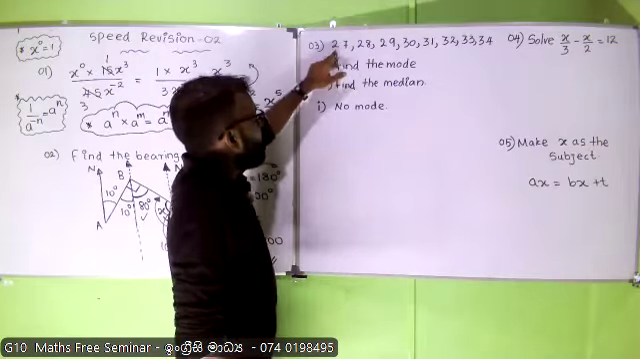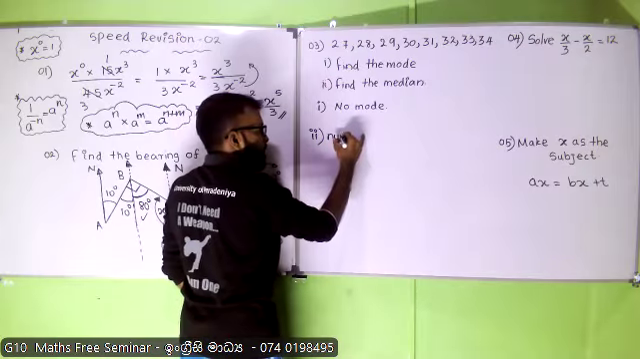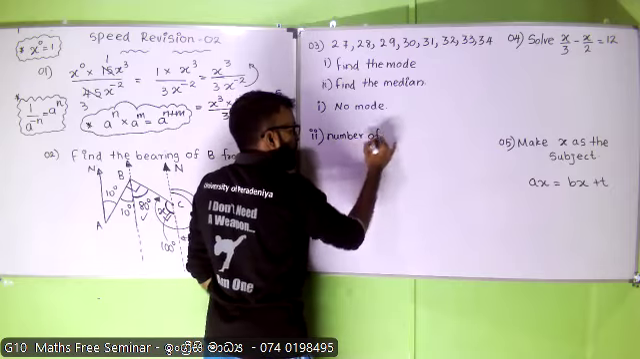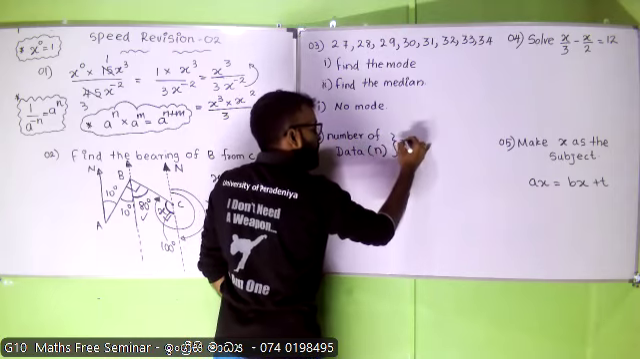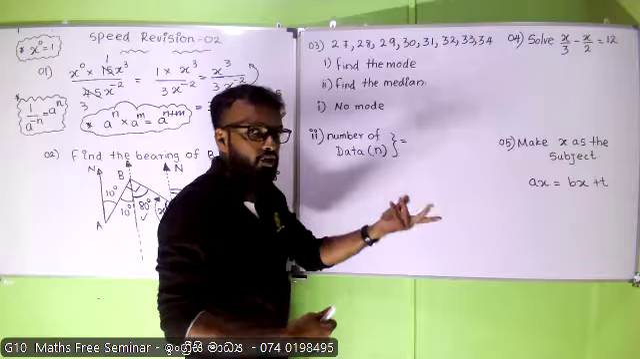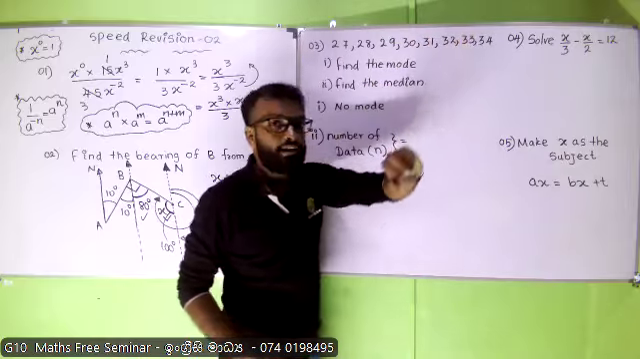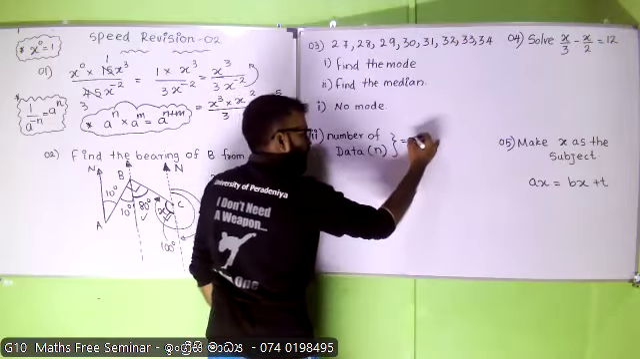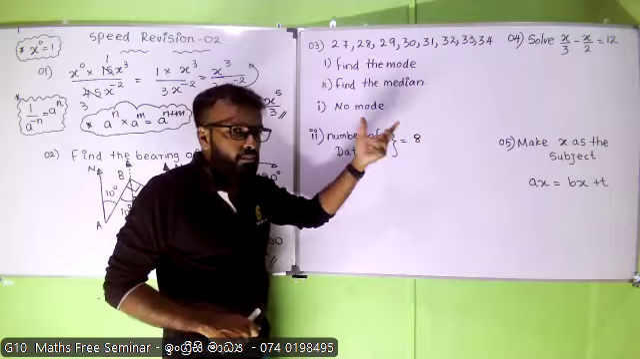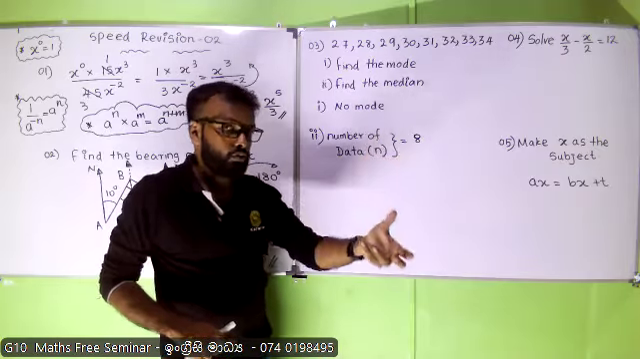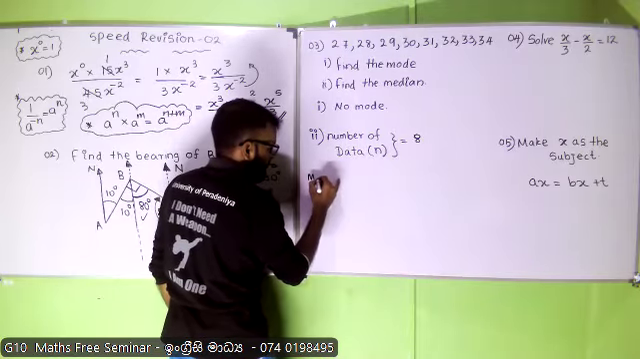For the median, first you need to find the number of data. Number of data, in another symbol, n, simple n. You need to know that. You need to check whether n is even or odd. Count them: 1, 2, 3, 4, 5, 6, 7, 8. Even. So n is even. If the number of data is even, before finding the median, you need to find the median's place.